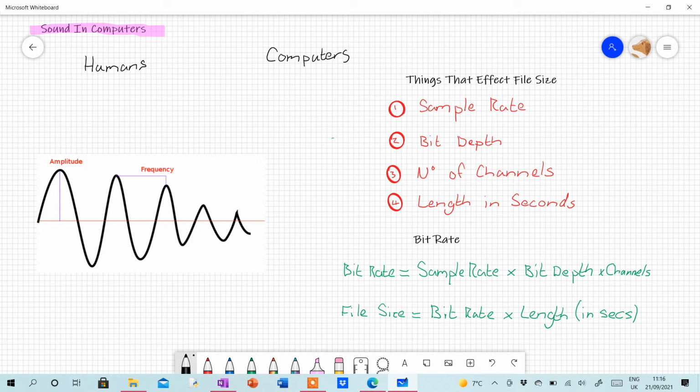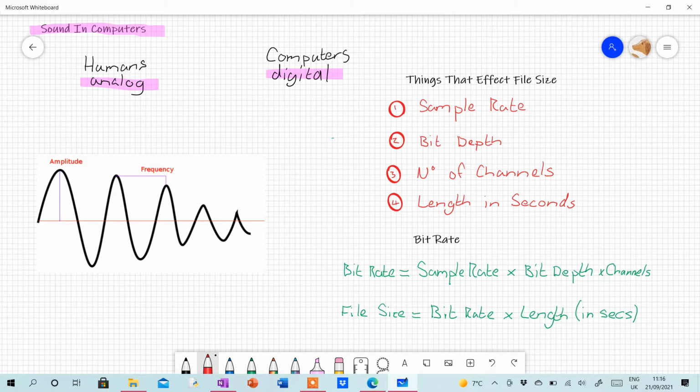Alright, so the first thing to remember is the big problem we have, and that is that humans hear sound in analog and computers represent sound in digital. Alright, so remember, humans, analog, computers, digital. Alright, so that is the big problem we have. So anything that we hear in the real world, in analog, we need to translate into digital, and anything we create in digital, we need to translate to analog so humans can hear it.